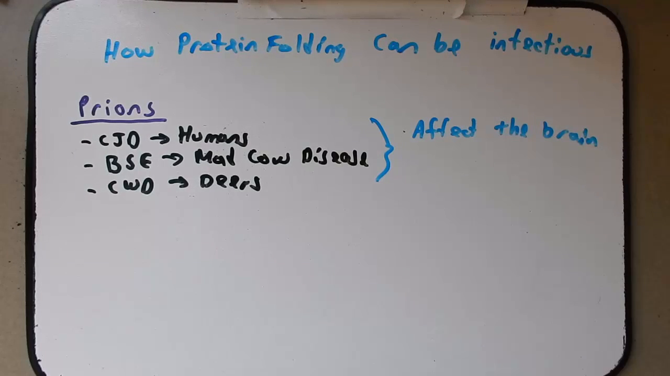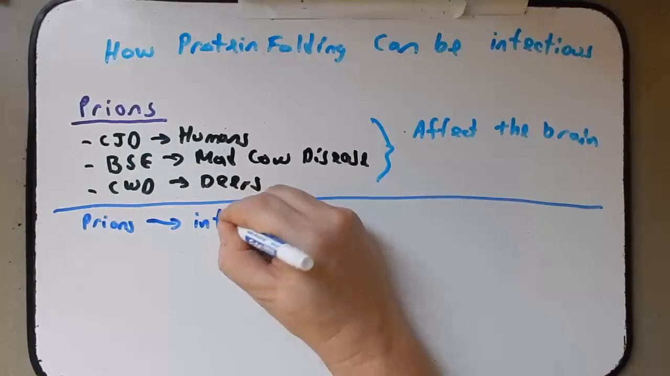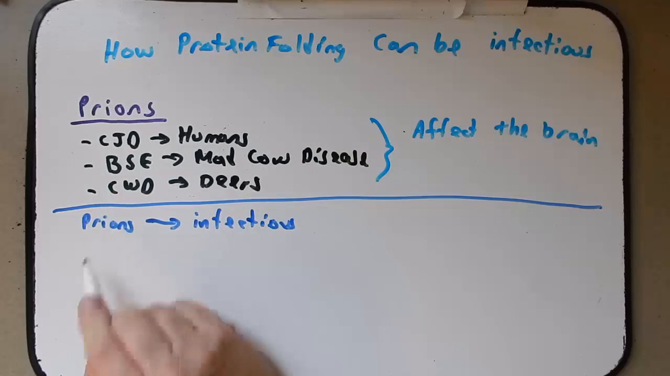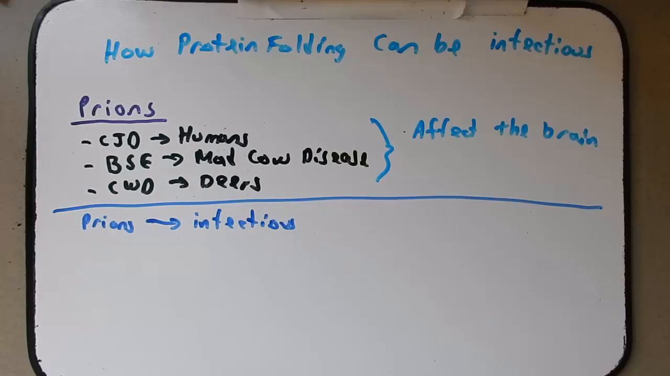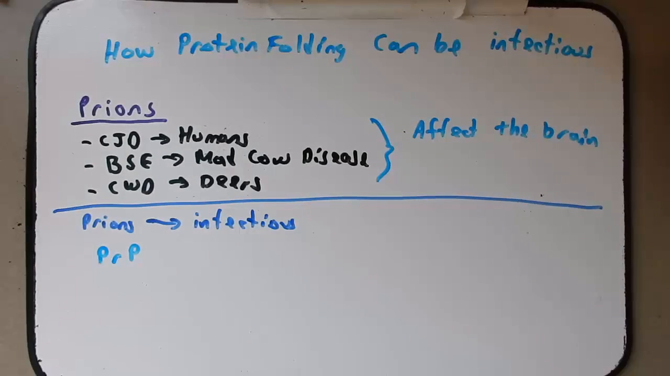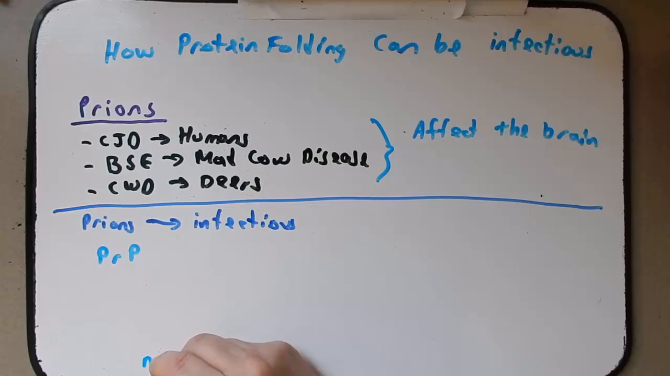And the reason for that is because these prions are infectious. It's not an infection caused by bacteria or viruses or fungal pathogens. These are proteins that naturally exist in our brains that can be converted to an incorrectly folded protein. So these diseases are caused by a protein in our brains, and these proteins are called PrP, which simply stands for prion protein.